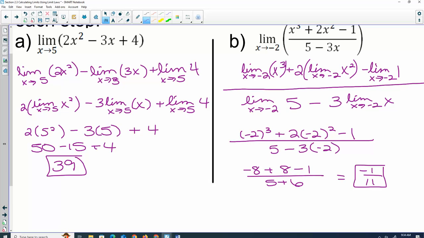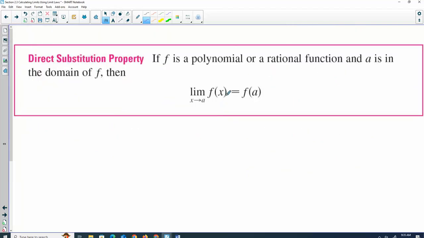Any questions on this? So that was a lot of work for us to just end up plugging things in. And we do now have a shortcut for that after we verified this a couple times. If you have a polynomial or a rational function, which is just 2 polynomials being divided, then you are allowed to just plug in your number, as long as it's in the domain. So if I'm getting 0 on the bottom, I can't just plug it in. But as long as I don't get 0 on the bottom, I can. So that will be true for any polynomial.